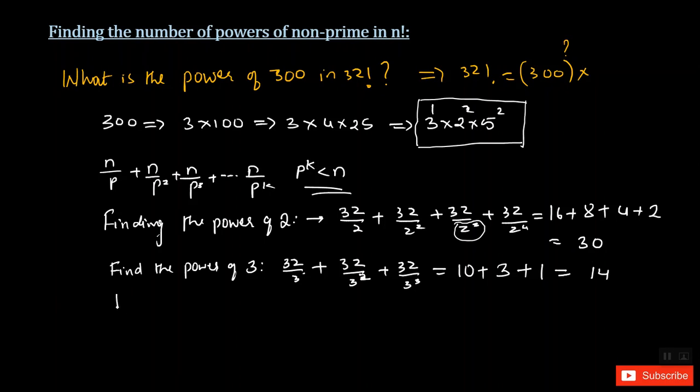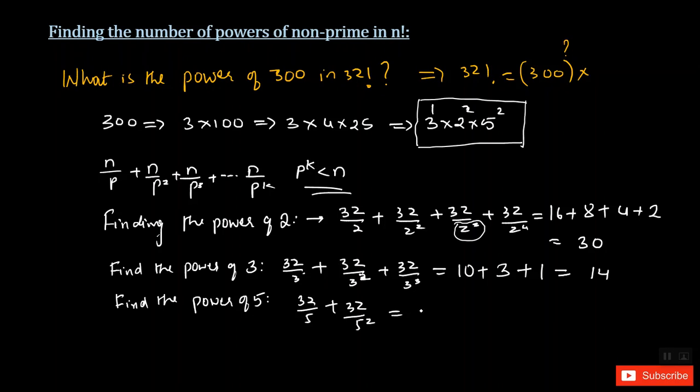Now let's find the last part. Find the power of 5. So I'll be doing now 32 by 5 plus 32 by 5 square. I won't go next to 32 by 5 cube, because 5 cube value is 125, which is much greater than 32. So just stop it. So 32 divided by 5, you'll get 6.4.